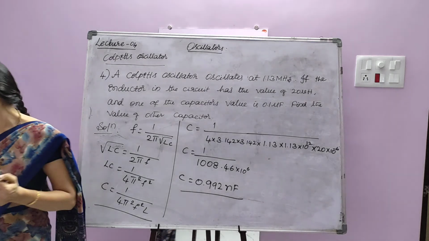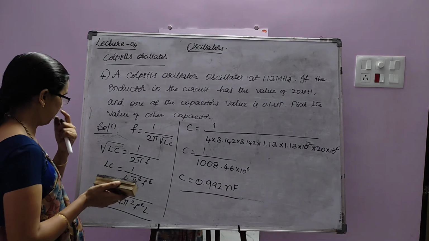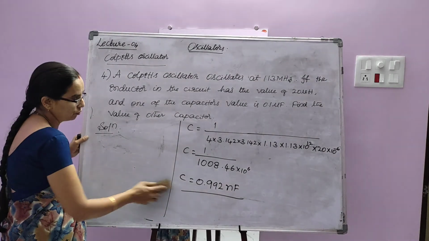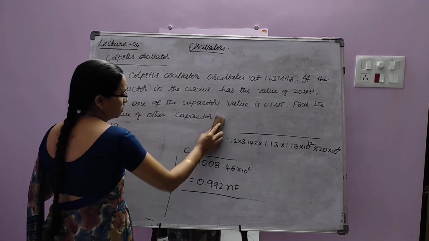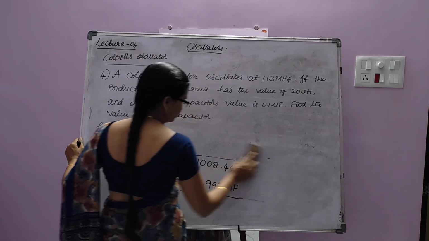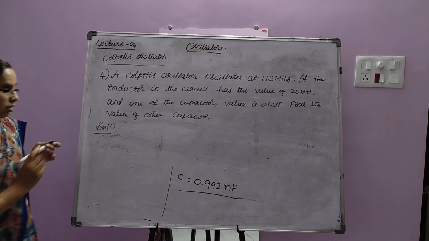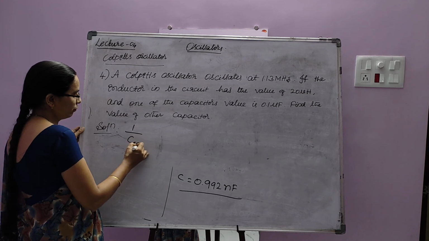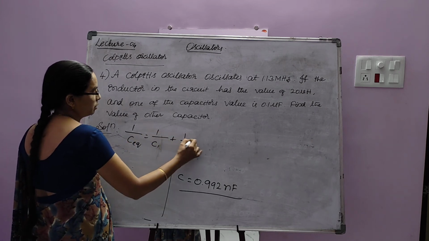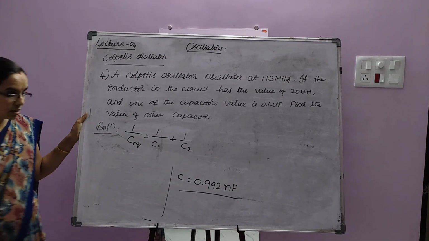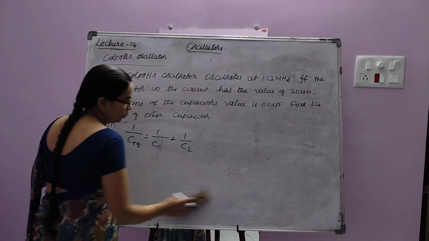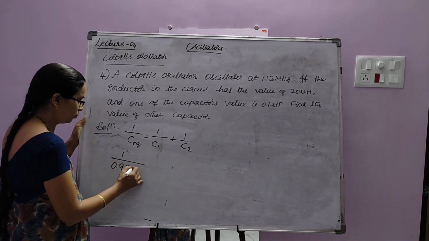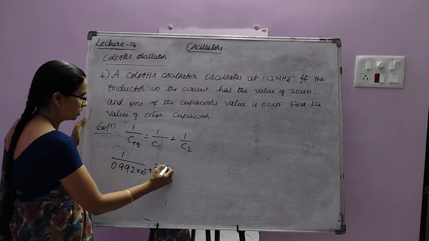Just verify the answer. Equivalent capacitance value we have got. So, two capacitors in series, I will take like this. C equivalent: 1 by C equivalent is equal to 1 by C1 plus 1 by C2. This formula we will use because C equivalent we have got 0.992 nanofarad, 0.992 into 10 to the power of minus 9.